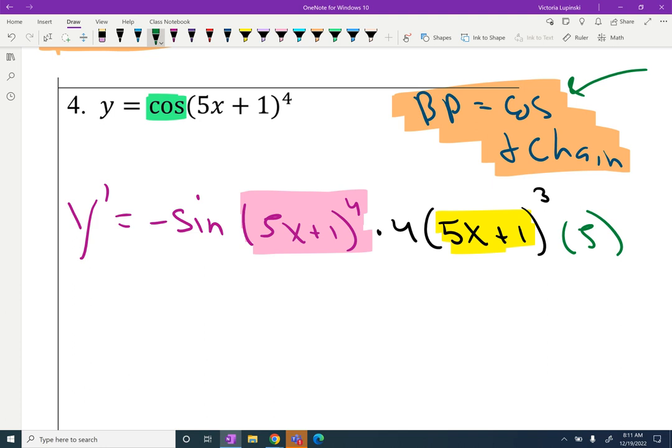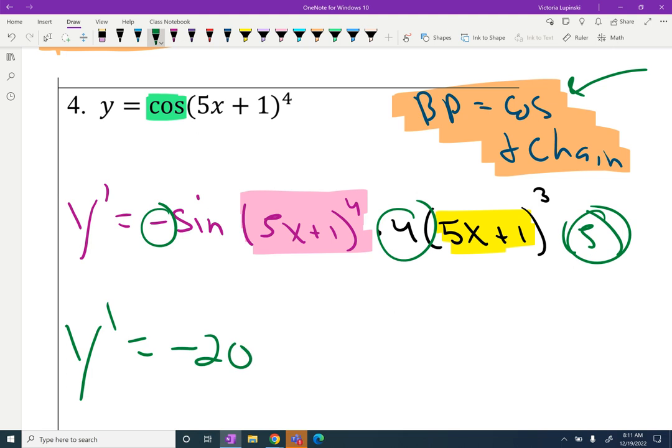Well, I'm just going to do it all together now. I'm going to clean it up right now. So for my final answer, y prime, I'm going to take this negative, this 4, and this 5, and just do a negative 20. I think that's kind of what you were asking, right? Like you can make it a negative 4. I just am going to wait and make it a negative 20.